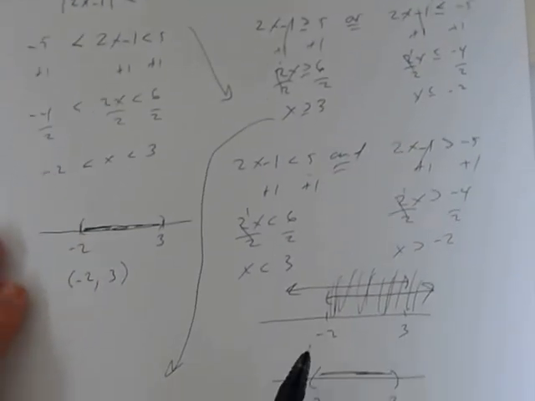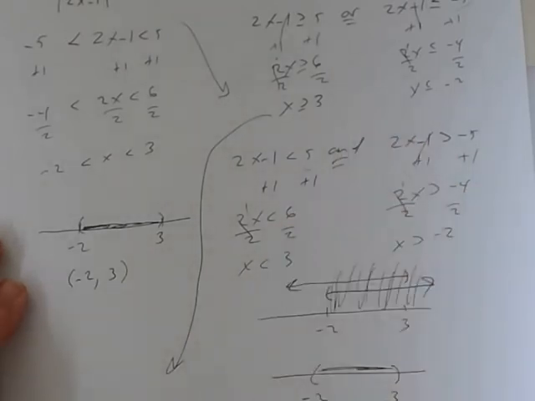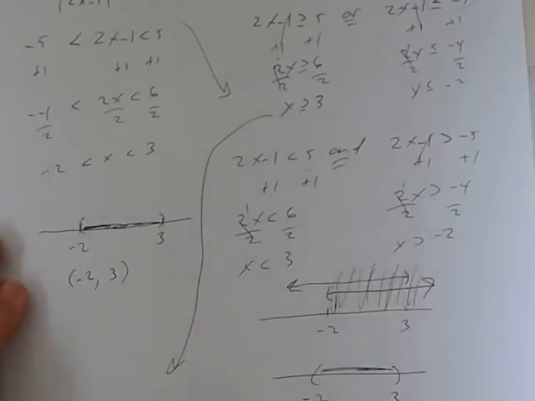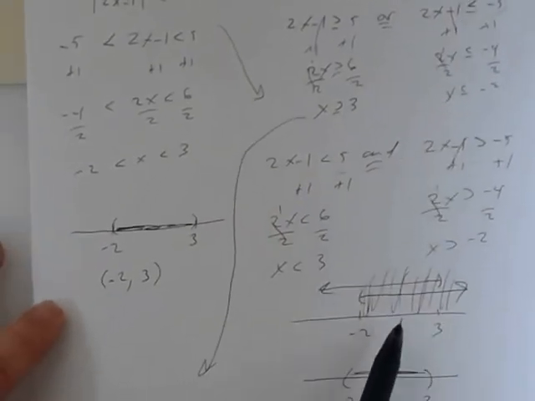Now the graph, let me do the graph here. So the graph, remember that's an "or" shape, so that's a union. So all you do is this. Here is -2, here's 3. This says graph everything that's bigger than what? 3. This says graph everything that's what? Less than or equal to -2.